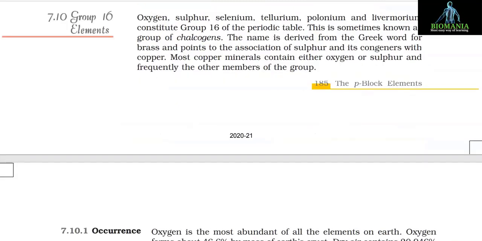7.10 Group 16 elements. Oxygen, sulfur, selenium, tellurium, polonium and livermorium constitute group 16 of the periodic table. This is sometimes known as the group of chalcogens. The name is derived from the Greek word for brass and points to the association of sulfur and its congeners with copper. Most copper minerals contain either oxygen or sulfur and frequently the other members of the group.